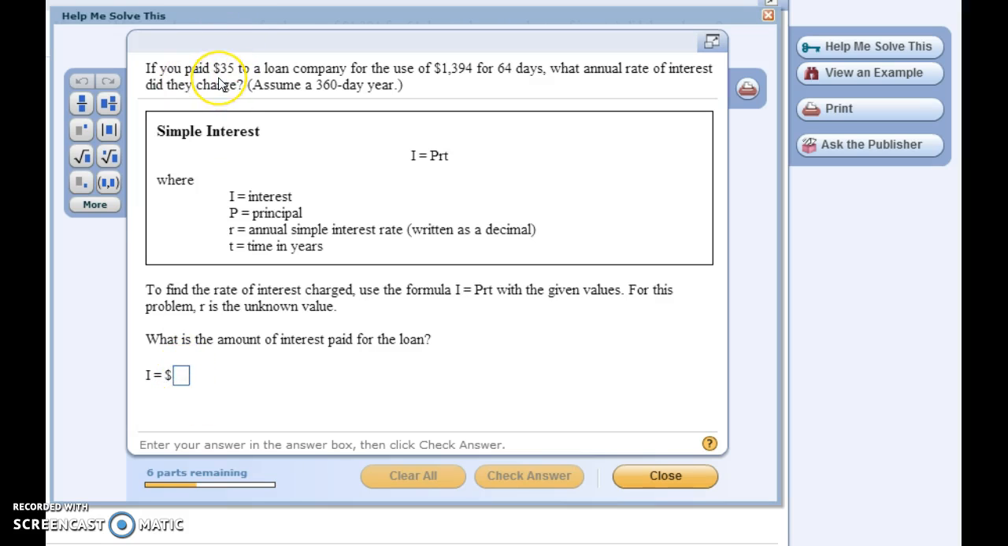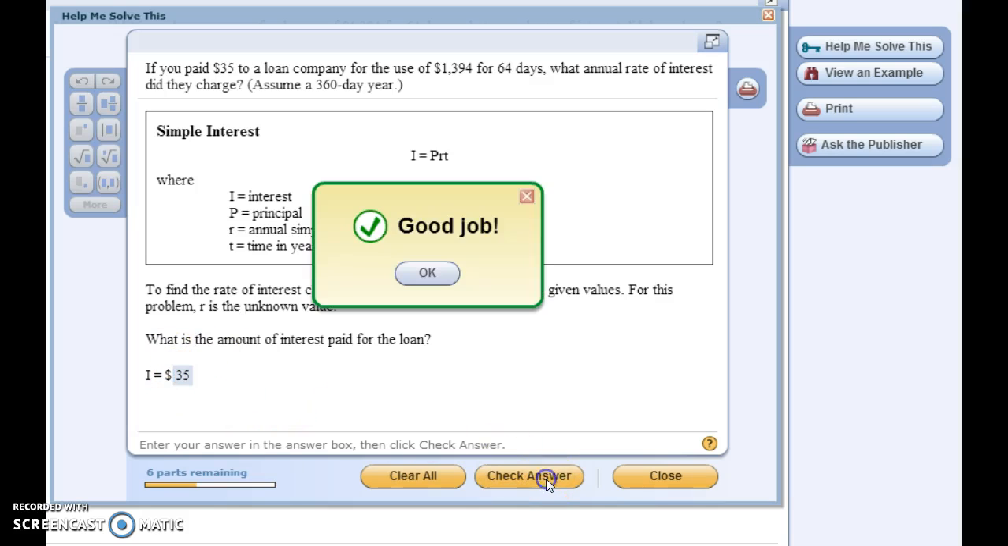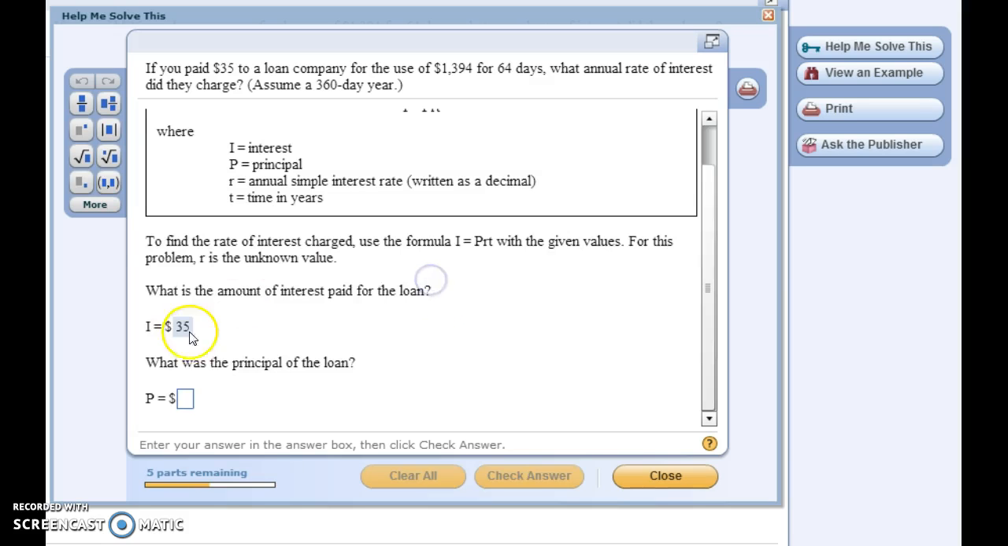So the scenario here is we walk into the company, we hand them $35, they give us the money. 64 days later, we're going to pay them that money back. It's just a loan. So that extra money we had to pay them, that's the definition of what interest is. We had to give them that extra money to borrow. We gave them that 35 extra, and they let us borrow the 1394, the principal.